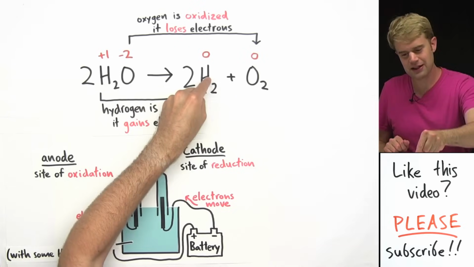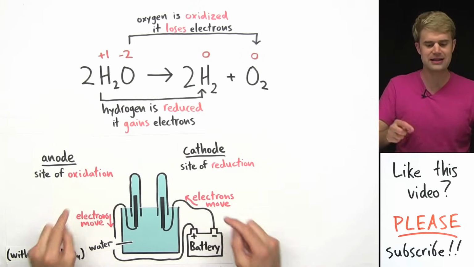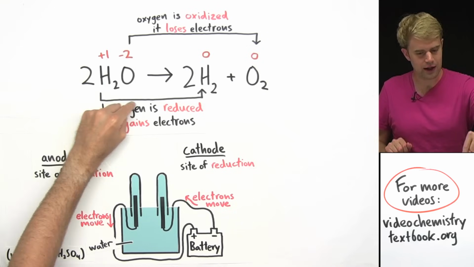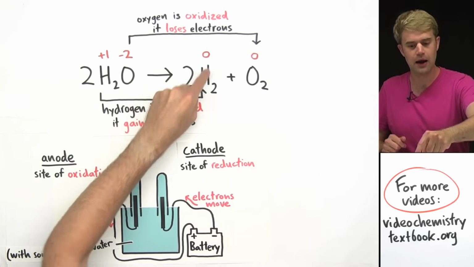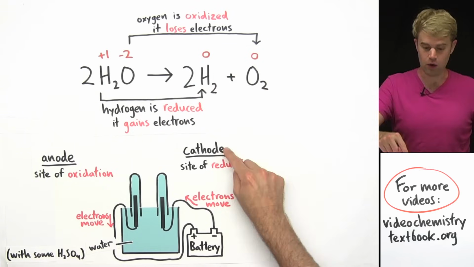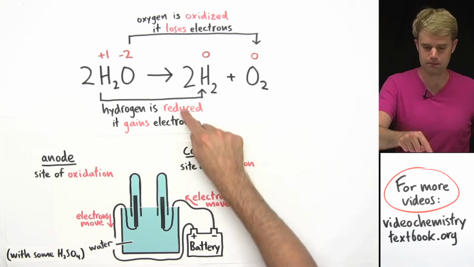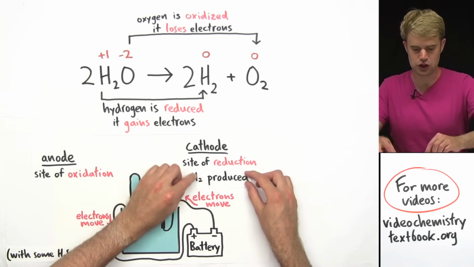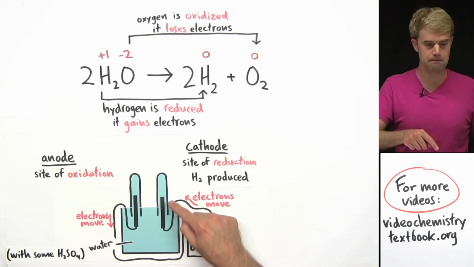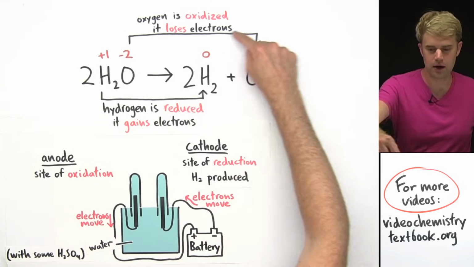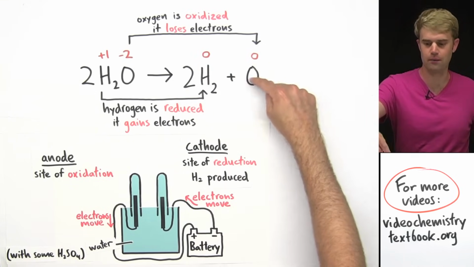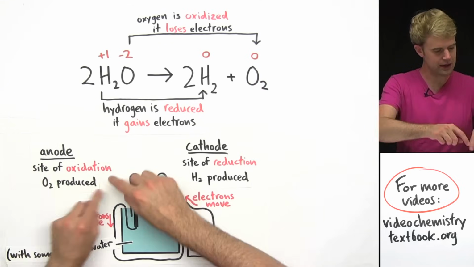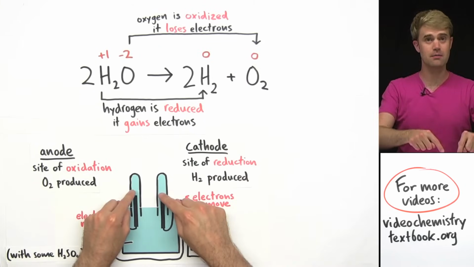So we've got hydrogen gas and oxygen gas. What gets made where? Well, hydrogen here in water gets reduced to form hydrogen gas. So the cathode, the site of reduction, is going to be where hydrogen gas gets produced, H2 produced here at the cathode. And then oxygen in water gets oxidized to form oxygen gas. So over here at the anode, the site of oxidation, oxygen is going to be produced.